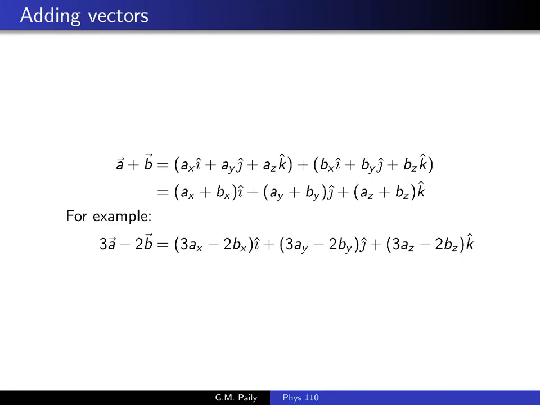Now that we have a component description of vectors, operations like adding and subtracting become simple arithmetical operations. For example, adding a plus b is simply a matter of adding them component by component. You add the two x components, you add the two y components, you add the two z components, and don't forget the unit vectors. Similarly, you can scale each of those vectors by multiplying them by simple numbers. So 3a minus 2b becomes, in component form, this.